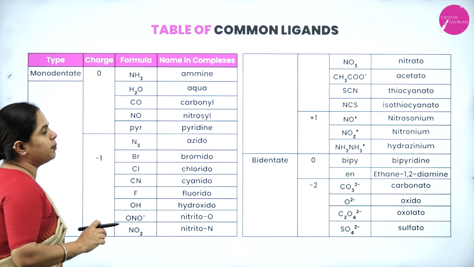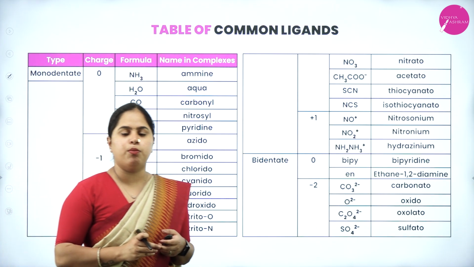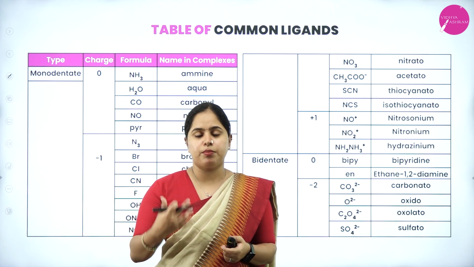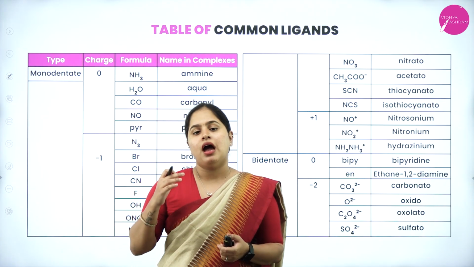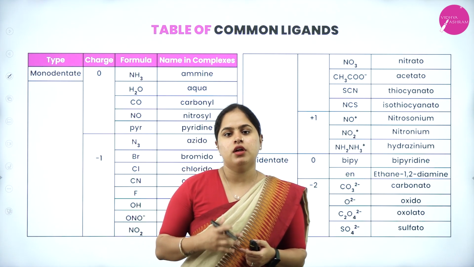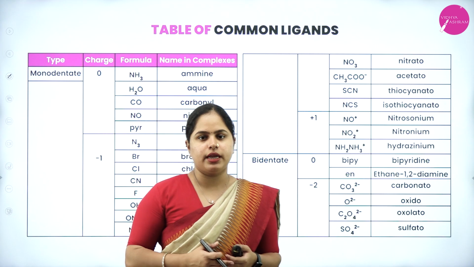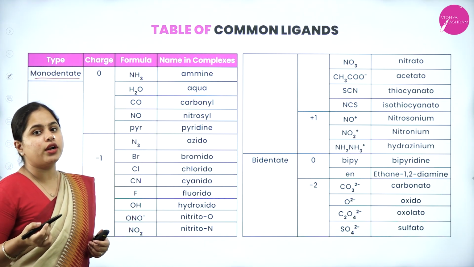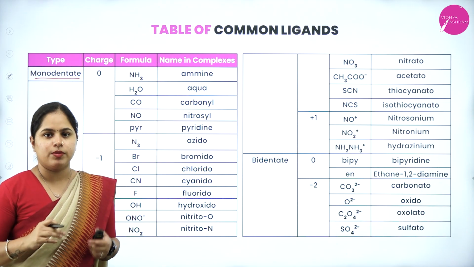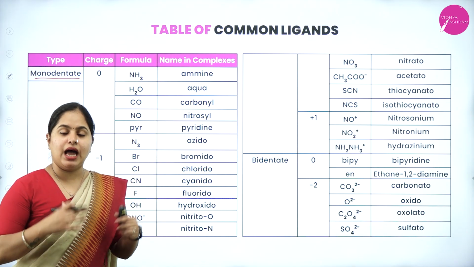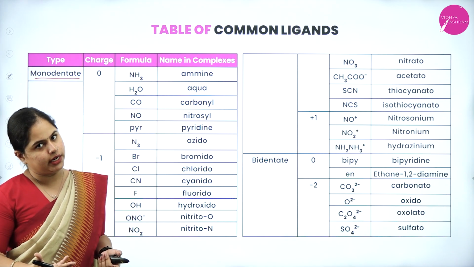Now moving on to the table of common ligands, which is very, very important. From this table, which we are going to discuss now, we will be easily able to calculate the oxidation number, and it is also very important for the IUPAC nomenclature of coordination compounds, right? So let us see. The first one we are going to discuss is monodentate ligands. Okay, so first we are going to see which all are the monodentate ligands, right? And what is the charge on these monodentate ligands also.